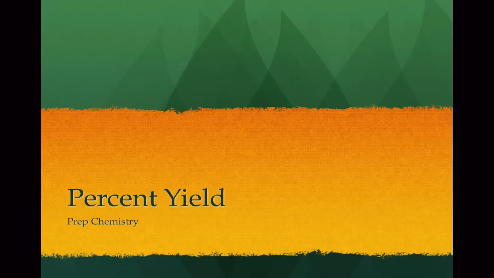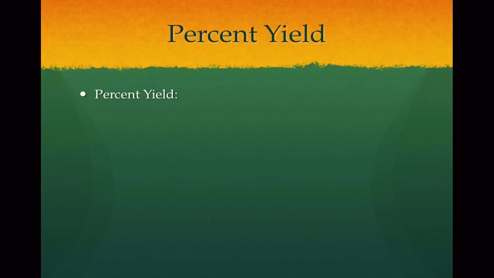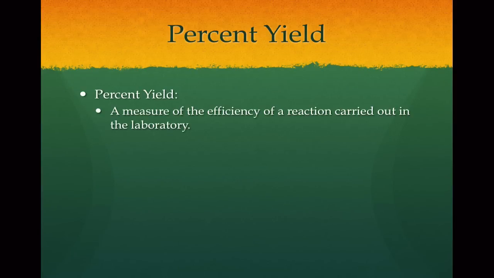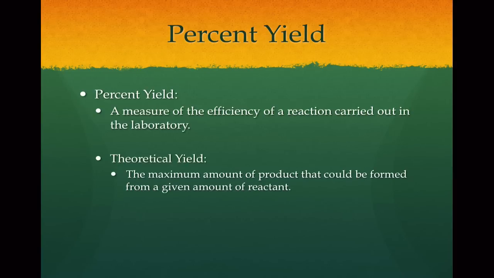Hello, in this lesson we are going to talk about percent yield. Percent yield is by definition a measure of the efficiency of a reaction carried out in the laboratory. We can also apply this concept to a few other areas in life, which we will use as an example shortly. This is an extremely important calculation when we are dealing with chemistry in industry, as it tells us how efficient our production process of a chemical happens to be.